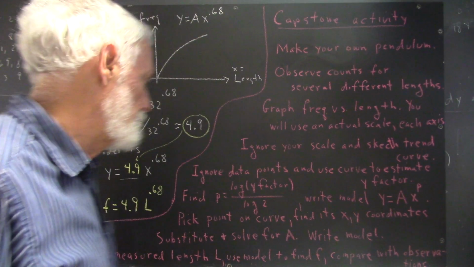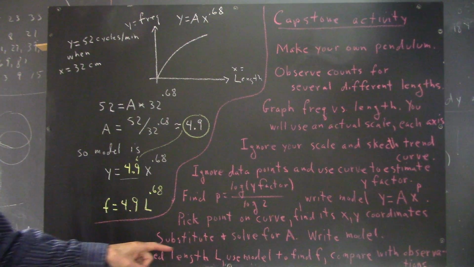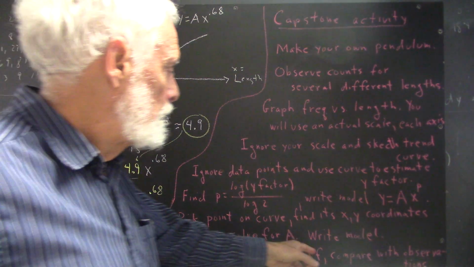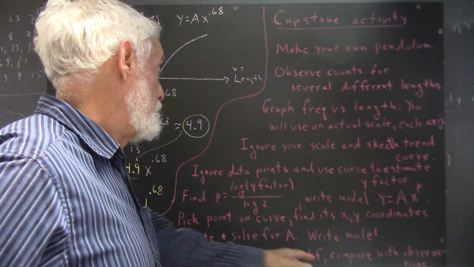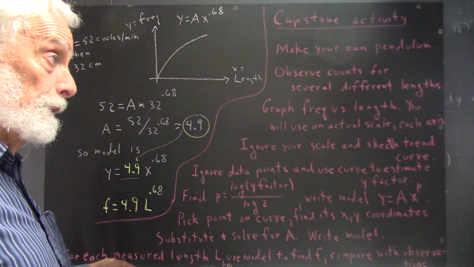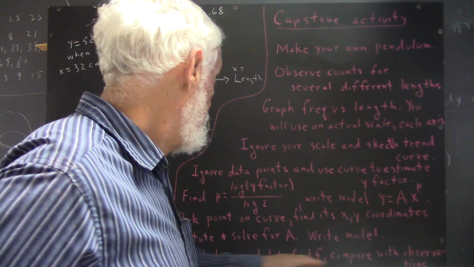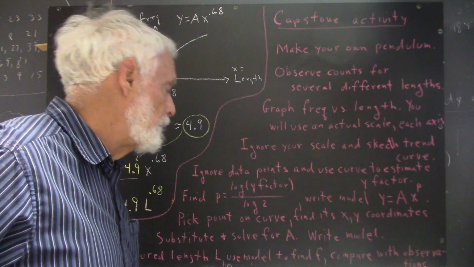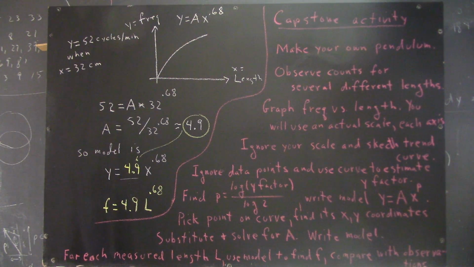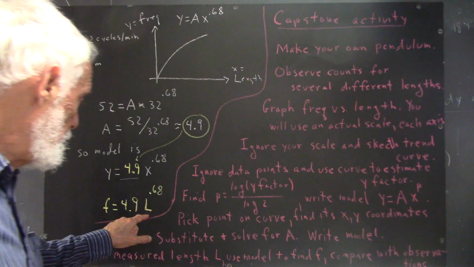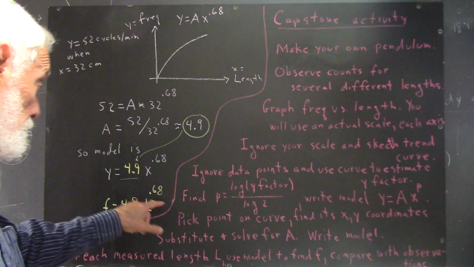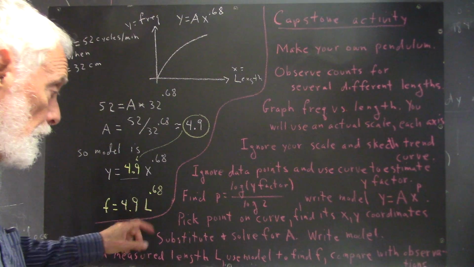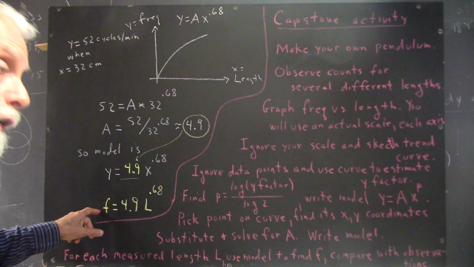And then there's one more step. For each measured length L, you want to use the model to find the frequency. Now, you observed a frequency for each of your measured lengths, and we're going to compare what the model says with what you observed. But we use the model to predict f. So that means we plug the length in, whatever your model is, whatever your power is, whatever your coefficient is, and you do the calculation and you get a frequency.